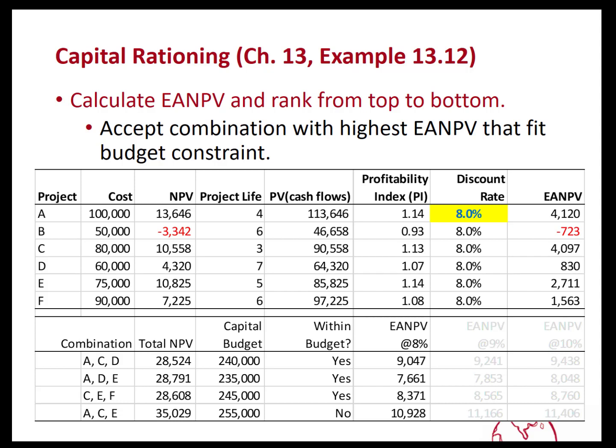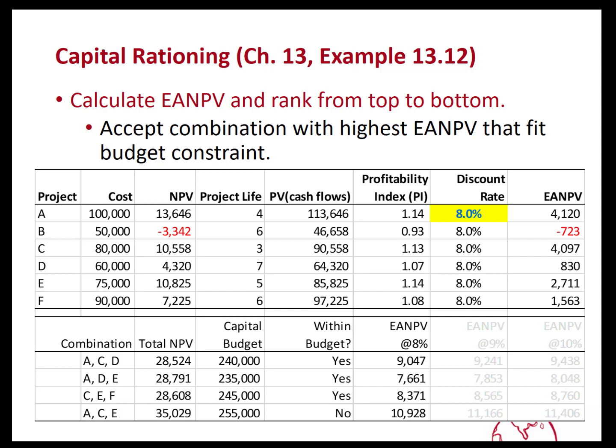NPV per year. Okay, now choosing between projects C and E, before they had similar NPV, but one was 3 years and one was 5 years, we can see that project C clearly dominates. When we start looking at these rankings, we see that projects A, C, and E appear to be the best. When we look at that combination, however, that blows the capital budget, so we're going to look at combinations that will generate the highest equivalent annual NPV.